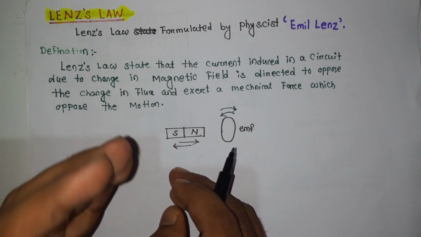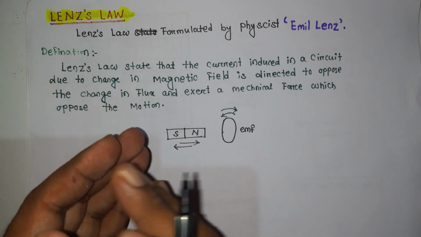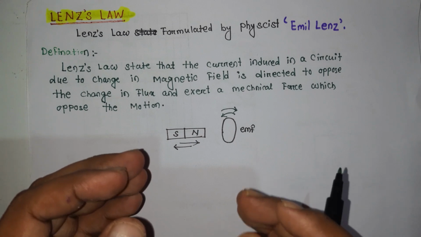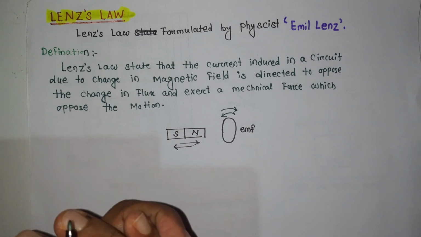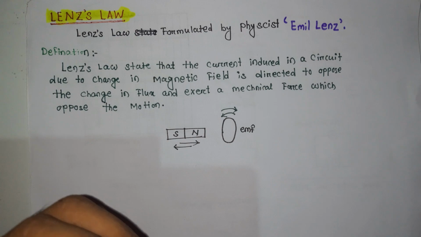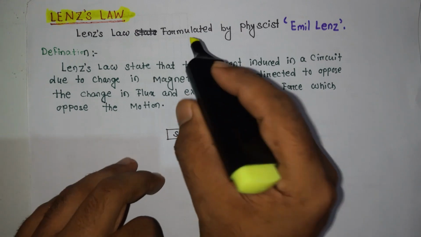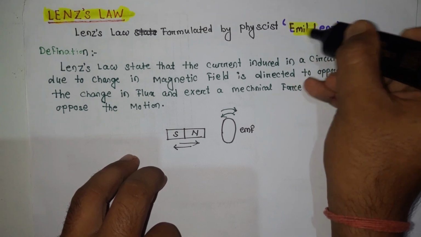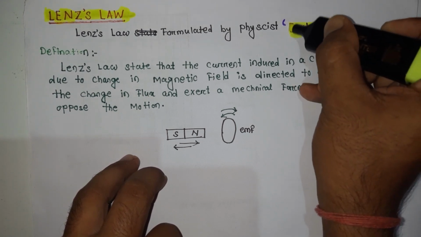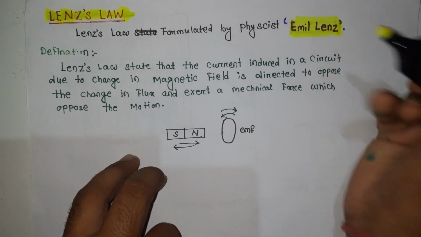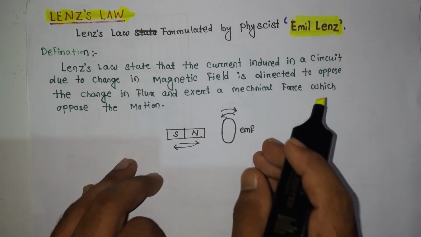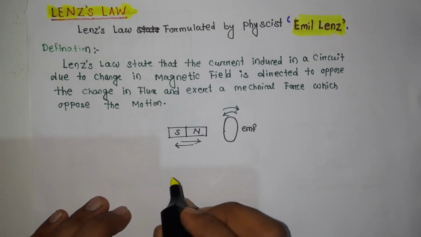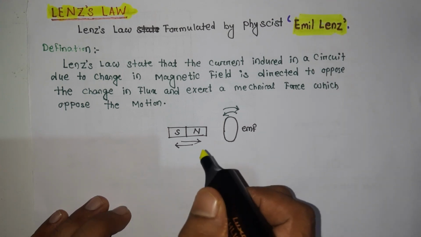From Lenz's law, we are going to derive the exact direction of the EMF. This law is formulated by the famous physicist Emil Lenz, and by his name it is called Lenz's law. Then what does the definition of Lenz's law say?